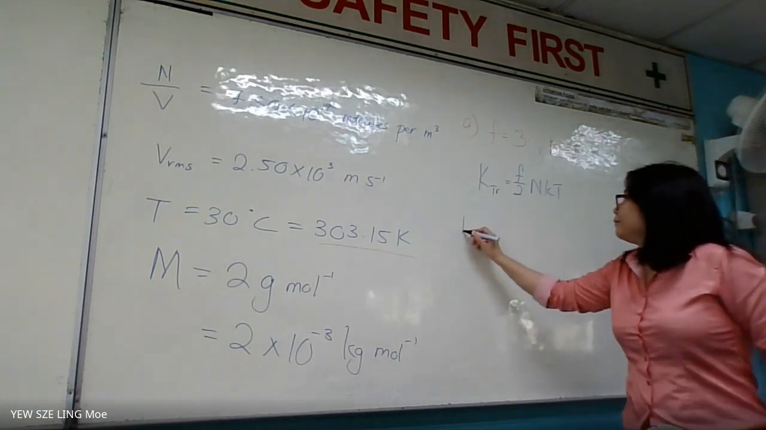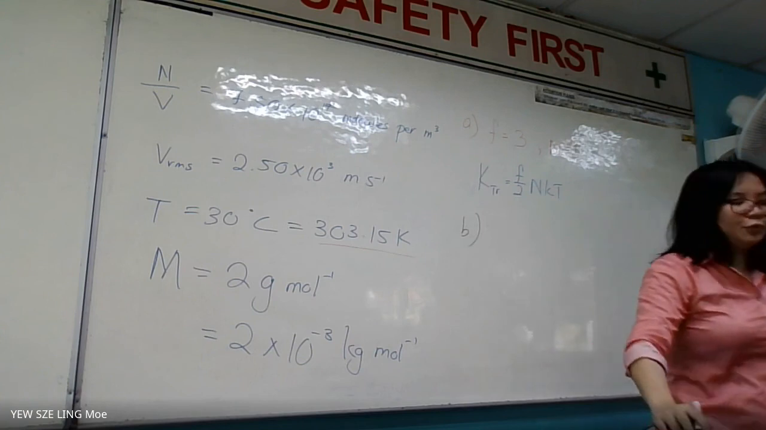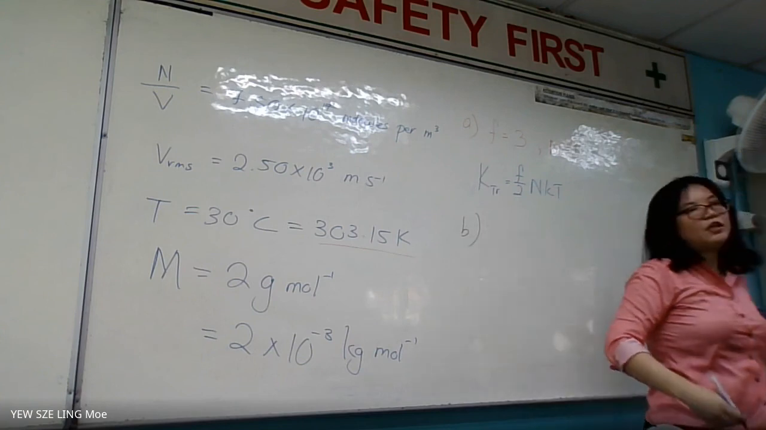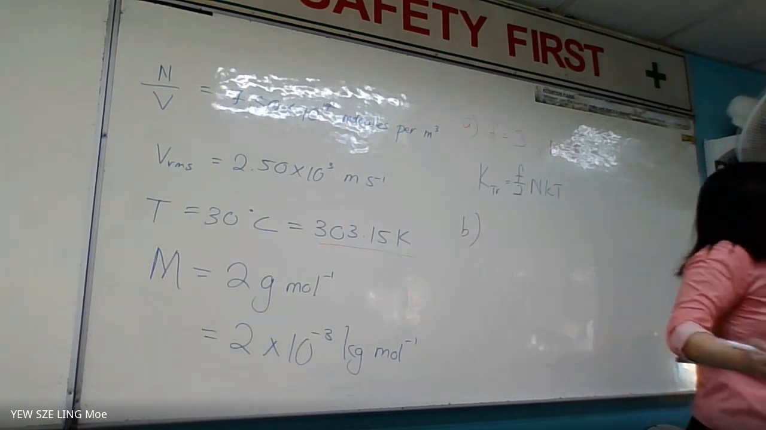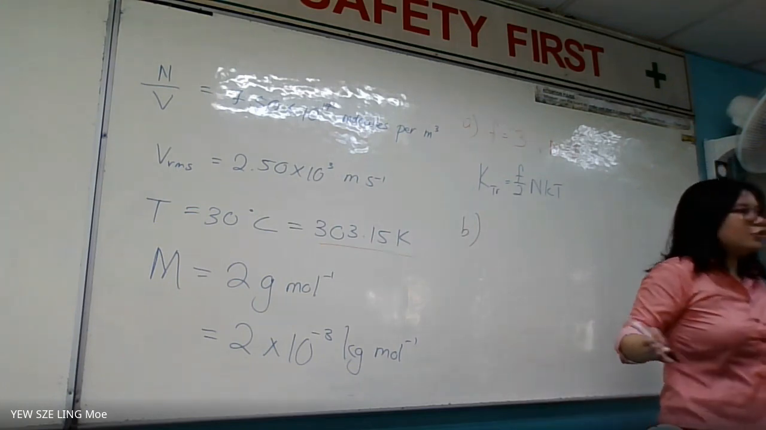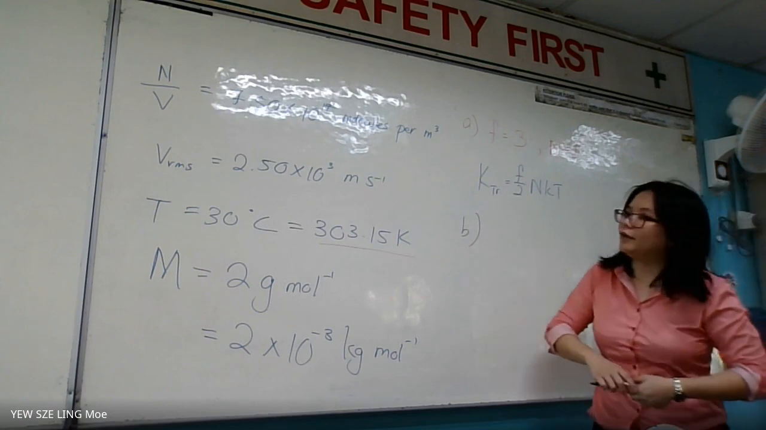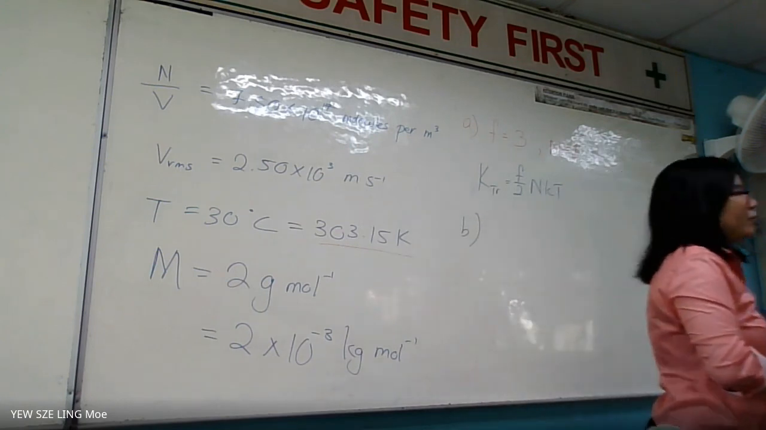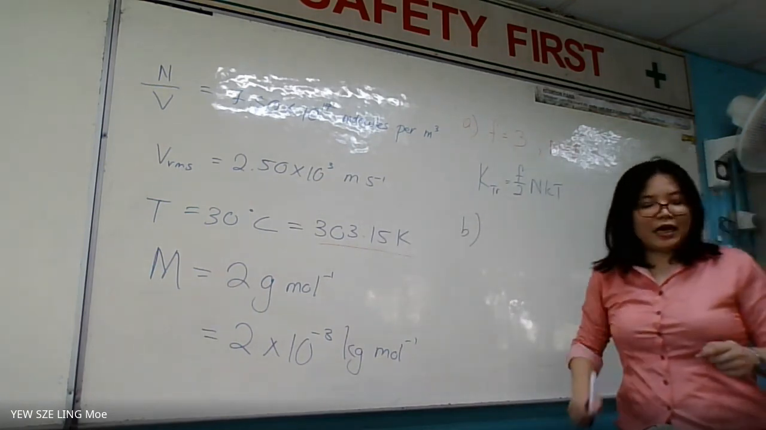Question B asks you to calculate pressure. But you cannot use PV equals nRT. Why? Because you don't have enough information. You don't have the volume, so you cannot use it. What you have is the molecules per volume. So let us try the other equation.